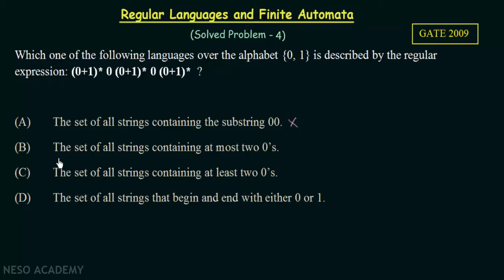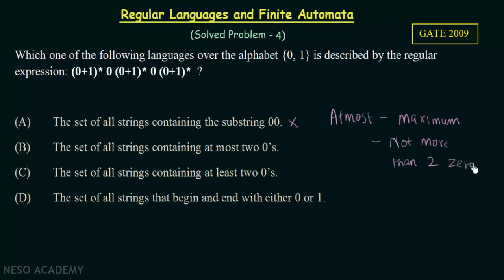Now let's come to option number B. So option B says the set of all strings containing at most 2 zeros. So what do we mean by at most? The term at most means maximum. Alright, so at most 2 zeros means it should have a maximum of 2 zeros. And what is the meaning of a maximum of 2 zeros? A maximum of 2 zeros means not more than 2 zeros. So that is what the term at most means. So not more than 2 zeros.